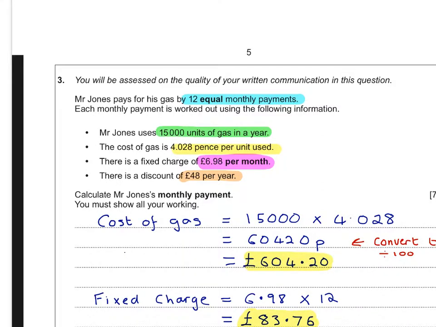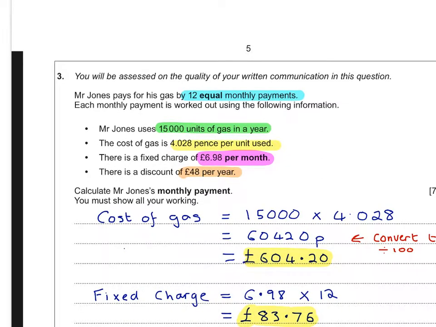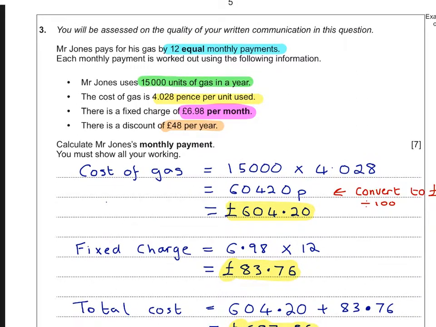The fixed charge now, if you read at the top again, is £6.98 per month, and they've said he's paying in 12 equal monthly payments. So it's saying in the question it's for the whole year. So £6.98 times by 12 will get you, and it's in pounds, so it'll be £83.76.